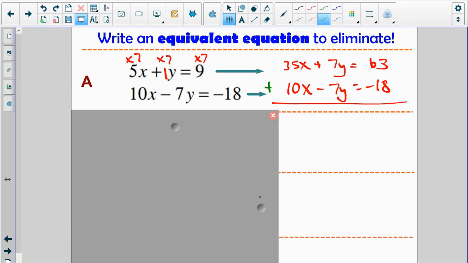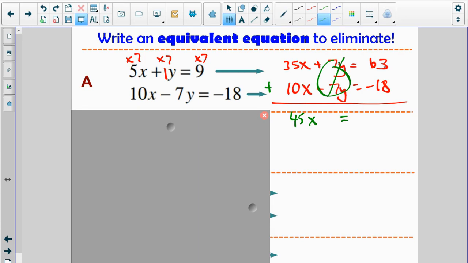And now when I look at my system, it is all set up for elimination. So if we think back to what we did in the previous lesson, I can now add my like terms together. So 35x plus 10x would be 45x. 7y plus negative 7y would be 0. It would zero out. And then 63 plus negative 18 would be 45. And then when I divide that out, I would get x equals 1.